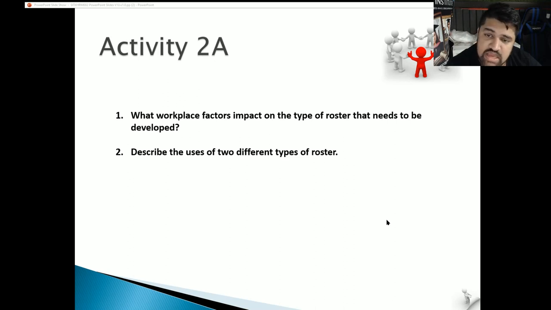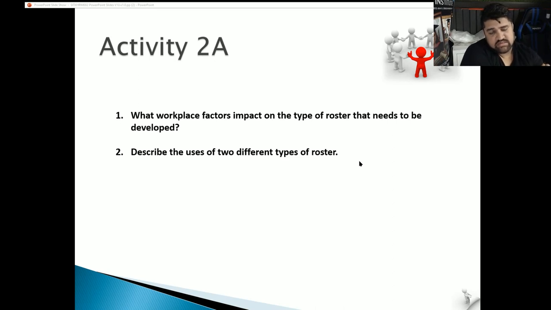All right, so 2A, what workplace factors impact on the type of roster that needs to be developed? So if we're thinking about such things as the number of employees, how many people we need depending on how our organization works, what work or what sections are busier, what roles can the employees do, can they multitask, do they know all sections, or do they need supervisors, managers, things like that, and what sort of contract they have, are they part-time, casual, full-time, do they have responsibilities at home, things like that.